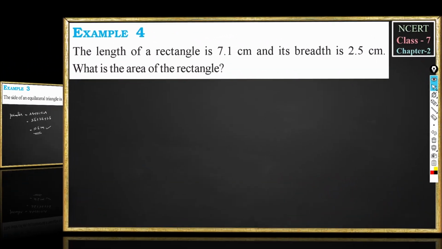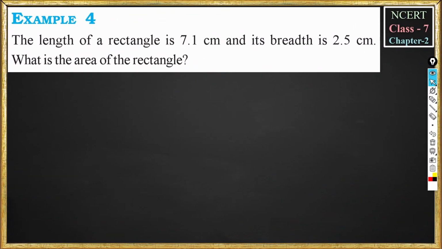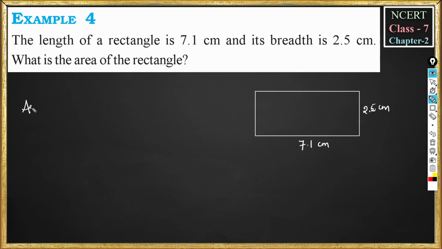Example 4. The length of a rectangle is 7.1 centimeters and its breadth is 2.5 centimeters. What is the area of the rectangle? So there is a rectangle. The length of the rectangle is what? 7.1 centimeters. And its breadth is 2.5 centimeters. Now we have to find the area of the rectangle.